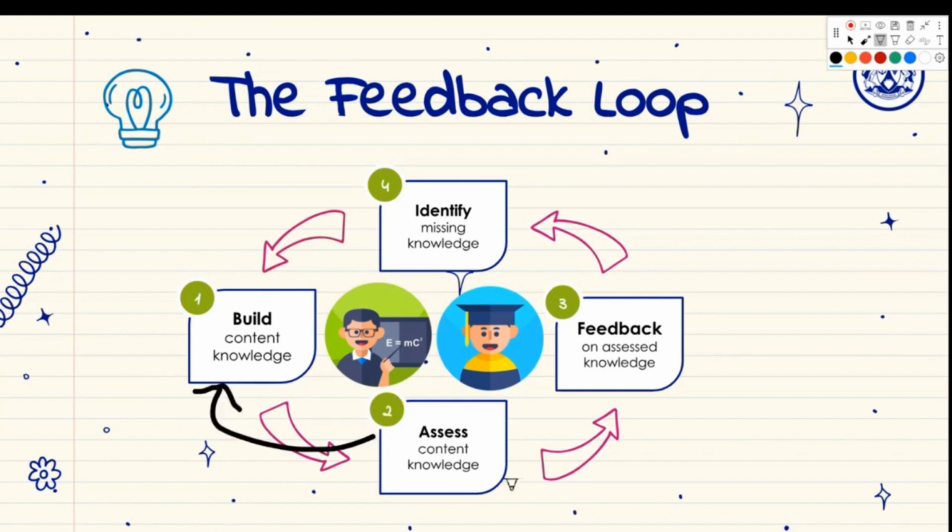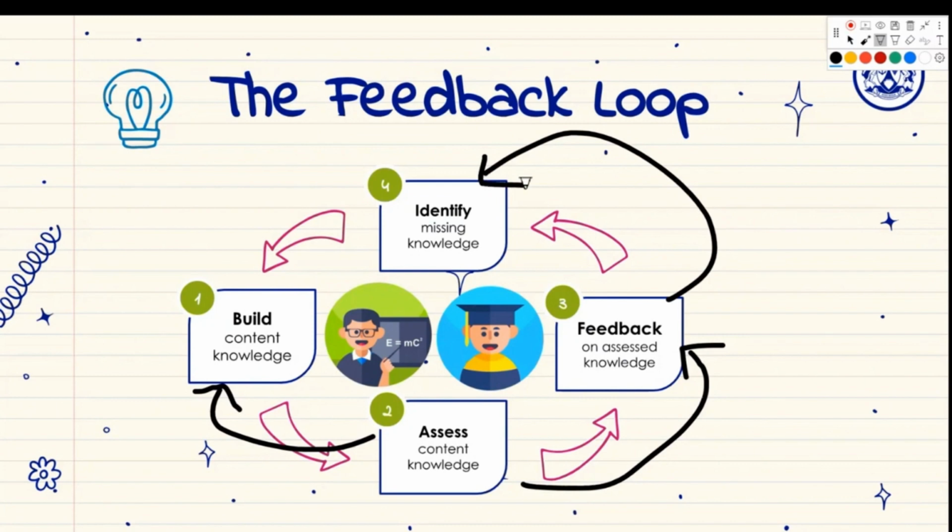Then a critical step is, once we've assessed that, we need to give them feedback. Do they know, or what did they get wrong? What don't they understand? This can be done either as a teacher giving feedback or a learner getting feedback on his own. But here's the crux for me. The idea is that we should be using this feedback to identify missing knowledge. What is missing? What part of the knowledge have we not covered yet? And then lastly, once we know what we have not covered yet, we go and build that knowledge again.